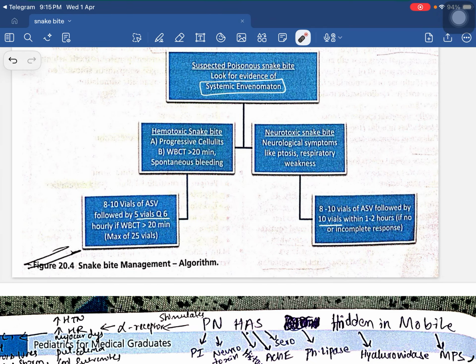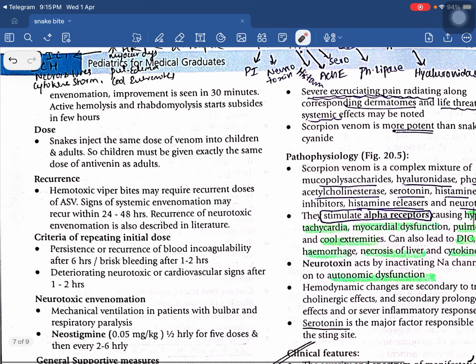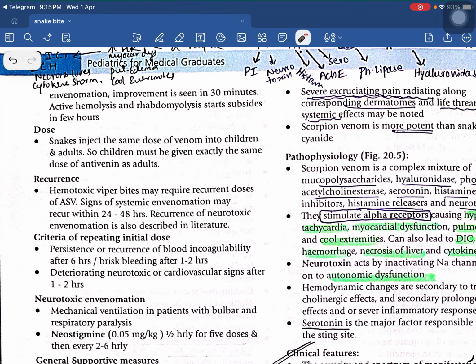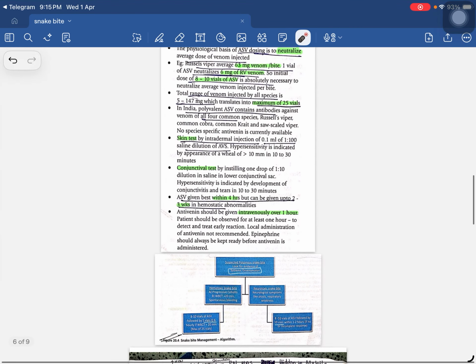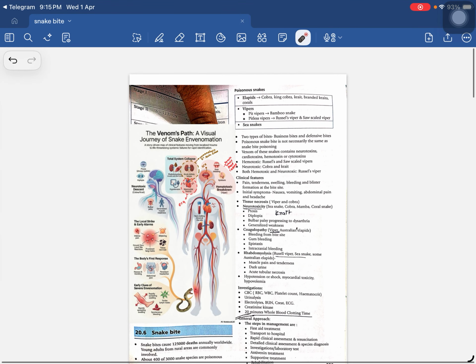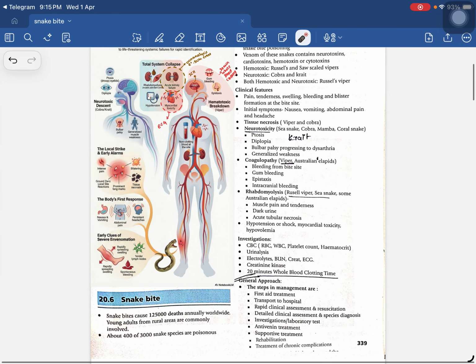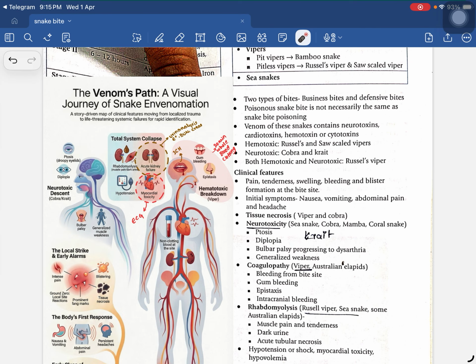So that is the management of snake bite. Here recurrence can occur in 24 to 48 hours. Let's revise. Snake bite has two types of bite, business bite and defensive bite. In defensive bite we have neurotoxic and hemotoxic. Hemotoxic clinical features are epistaxis, gum bleeding, intracranial hemorrhage, and increased clotting time. Neurotoxic features are ptosis, diplopia because of the cobra bite, bulbar palsy and generalized weakness.